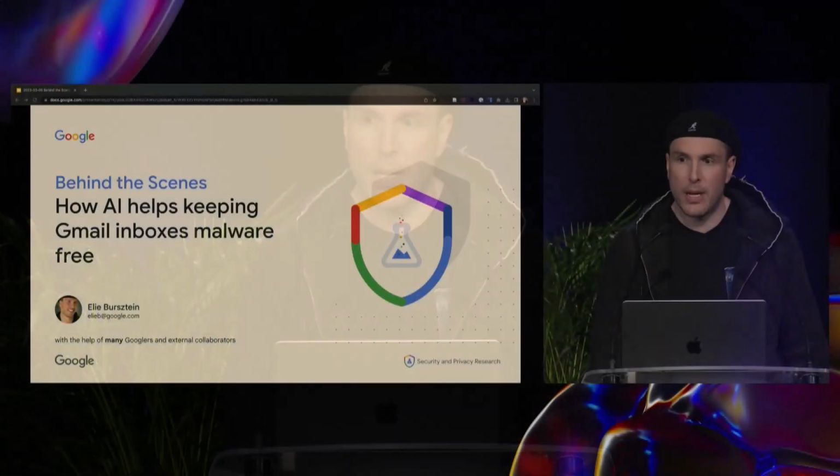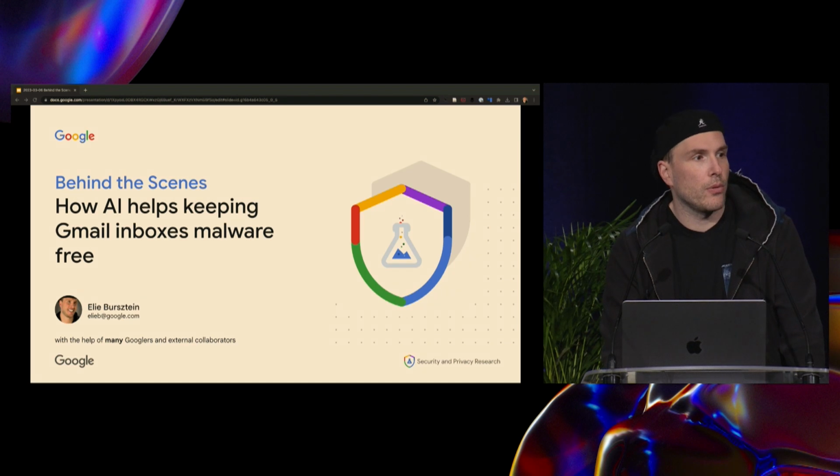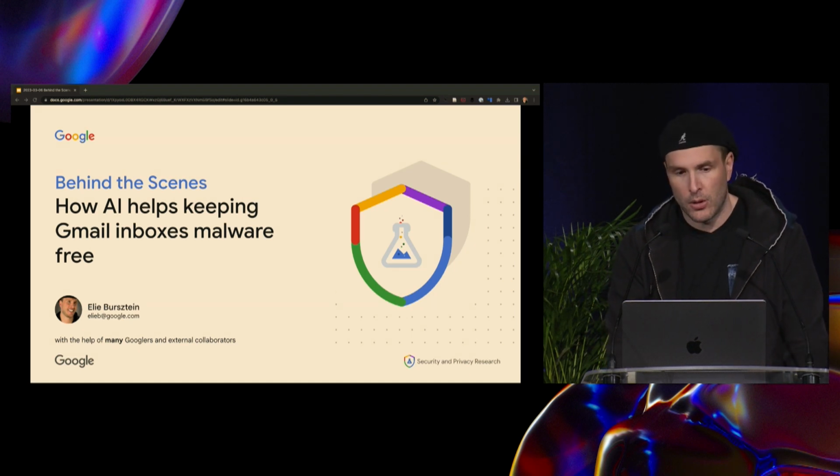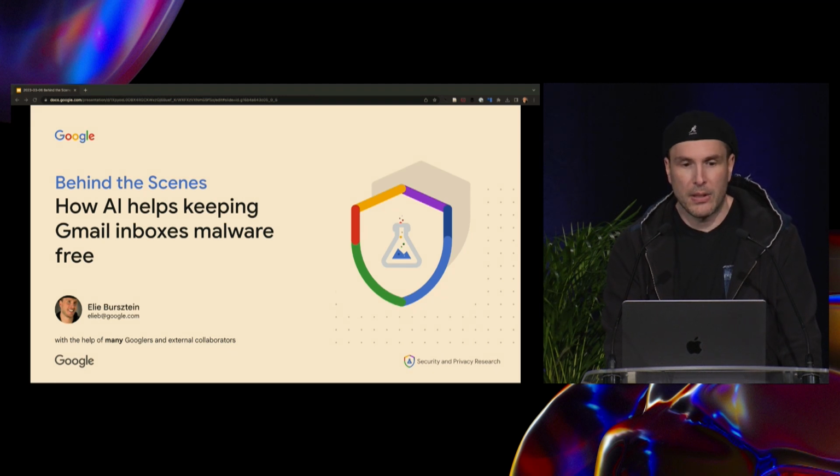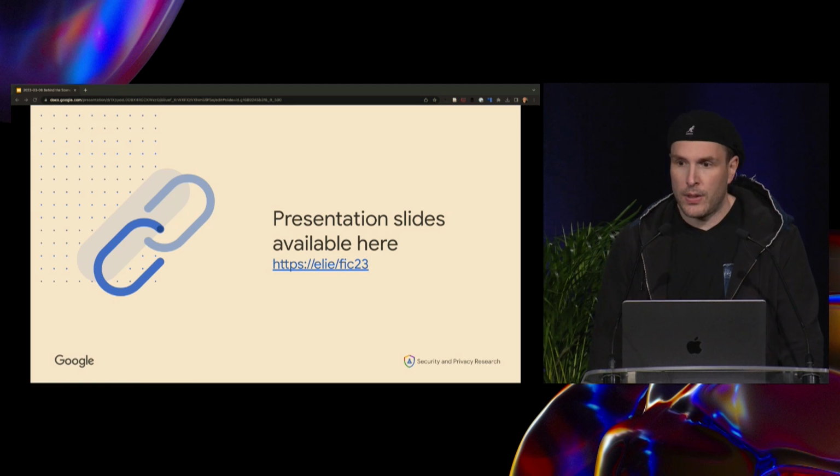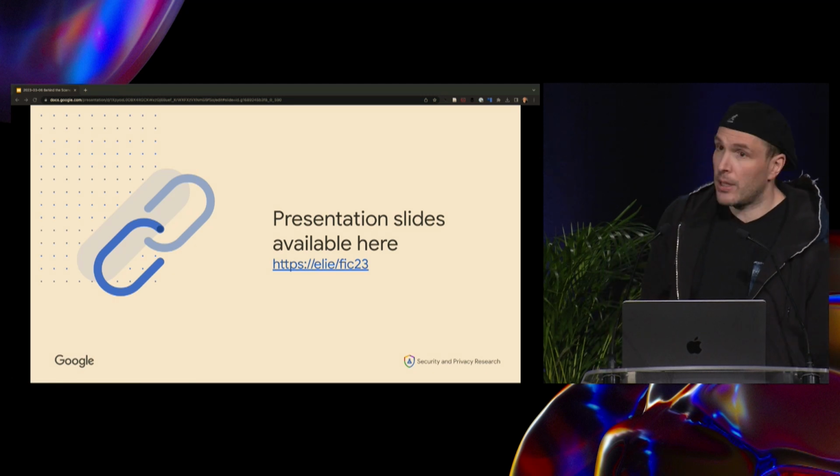I work for Google in the United States, and I'll take a couple of minutes to tell you how we try and protect our Gmail mailboxes. From the beginning, we use AI and machine learning systems to protect the users.